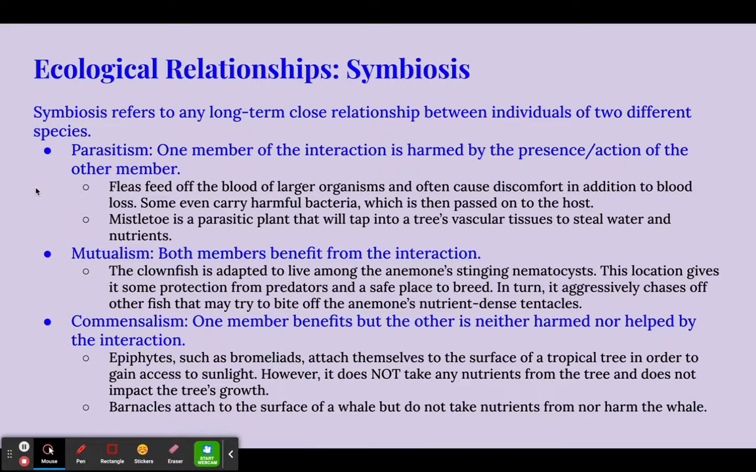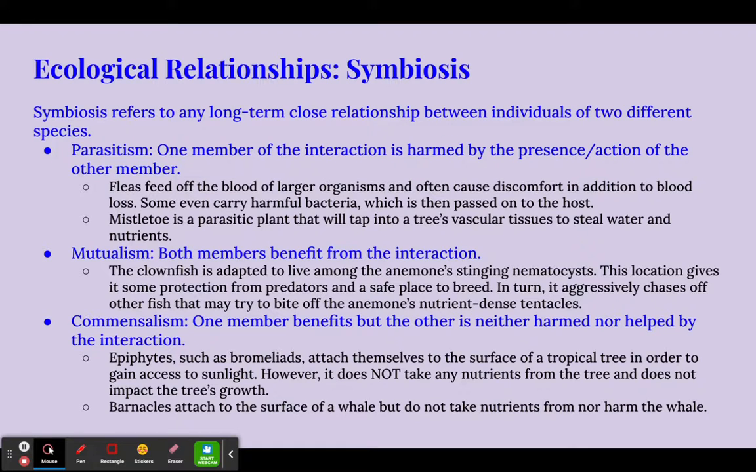Another one is symbiosis. So we had heard about these specific ecological relationships in the video. These are any long-term close relationships between individuals of two different species, so not the same. So parasitism, this is when one of those species in the interaction is harmed by the presence or action of the other one. So fleas feeding off blood of a larger organism, that's parasitism. So if your dog has fleas or cat or animal, whatever, that is parasitism. The flea is benefiting while the dog, cat, animal is being harmed.